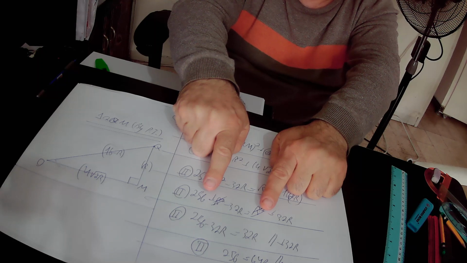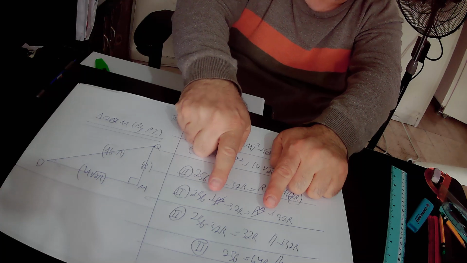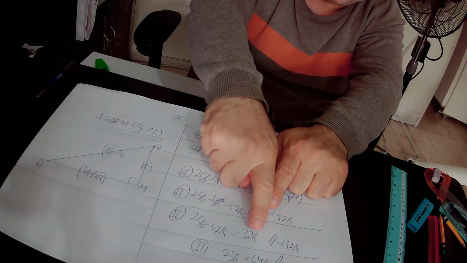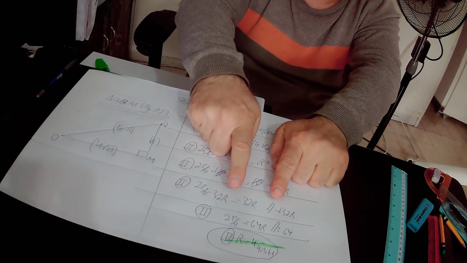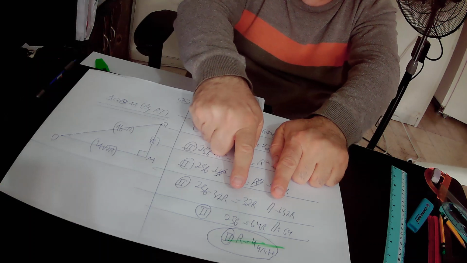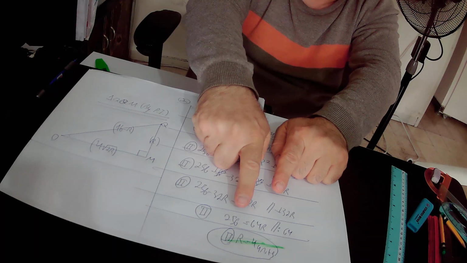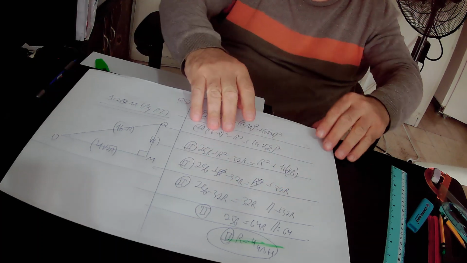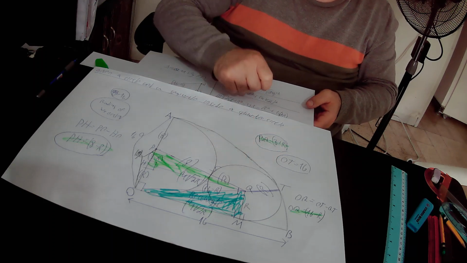Finally, we found that according to equation 2, 256 equals 32R plus 32R, which is 64R. So 256 equals 64R. Here we divided equation 2 by 64, and finally found that R, the radius that we are looking for, the radius of this small circle, equals 4 units in length. Repeat again, the radius of this small circle R equals 4 units in length.